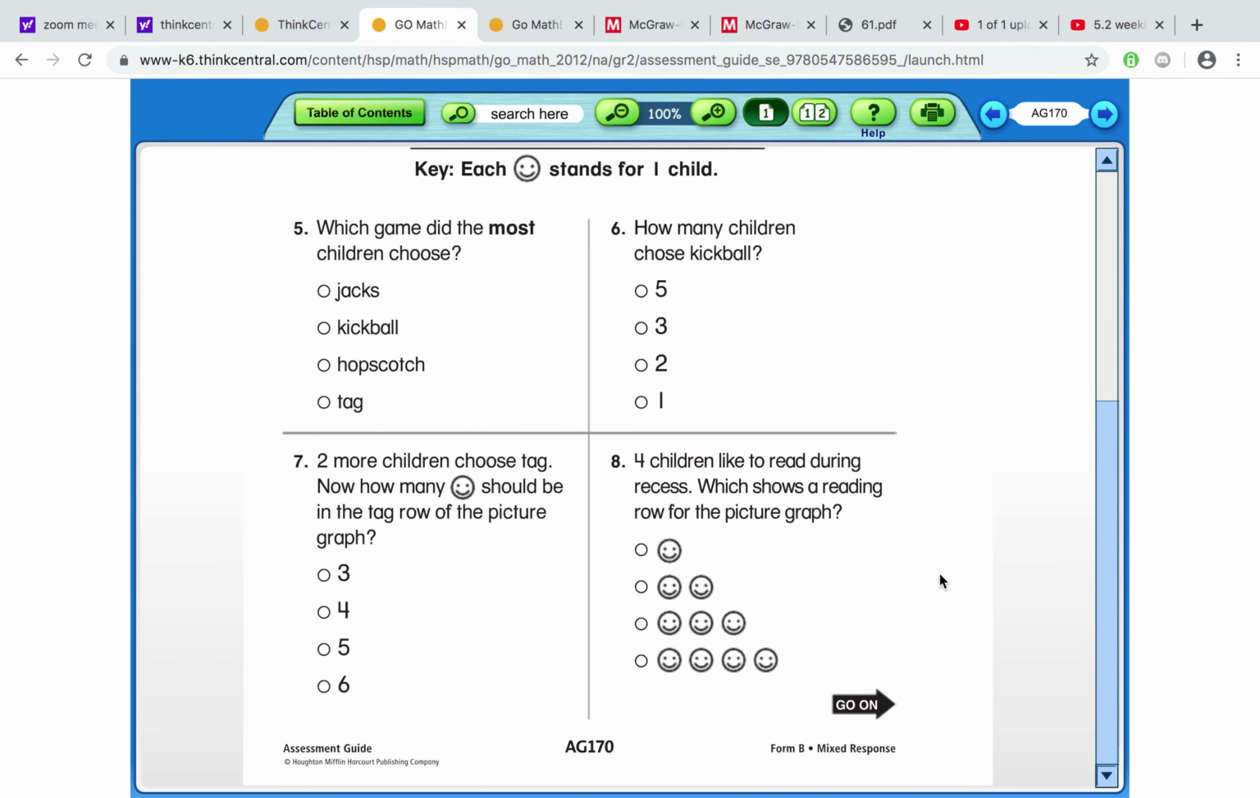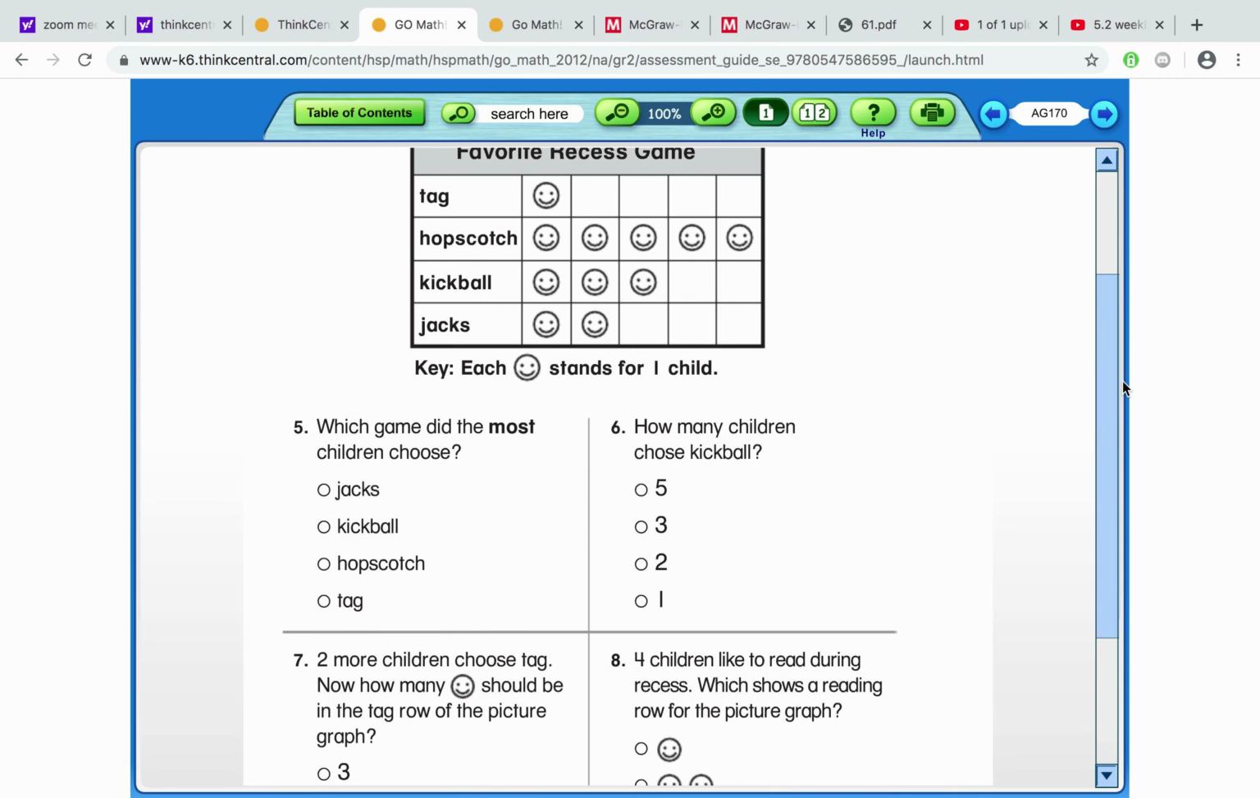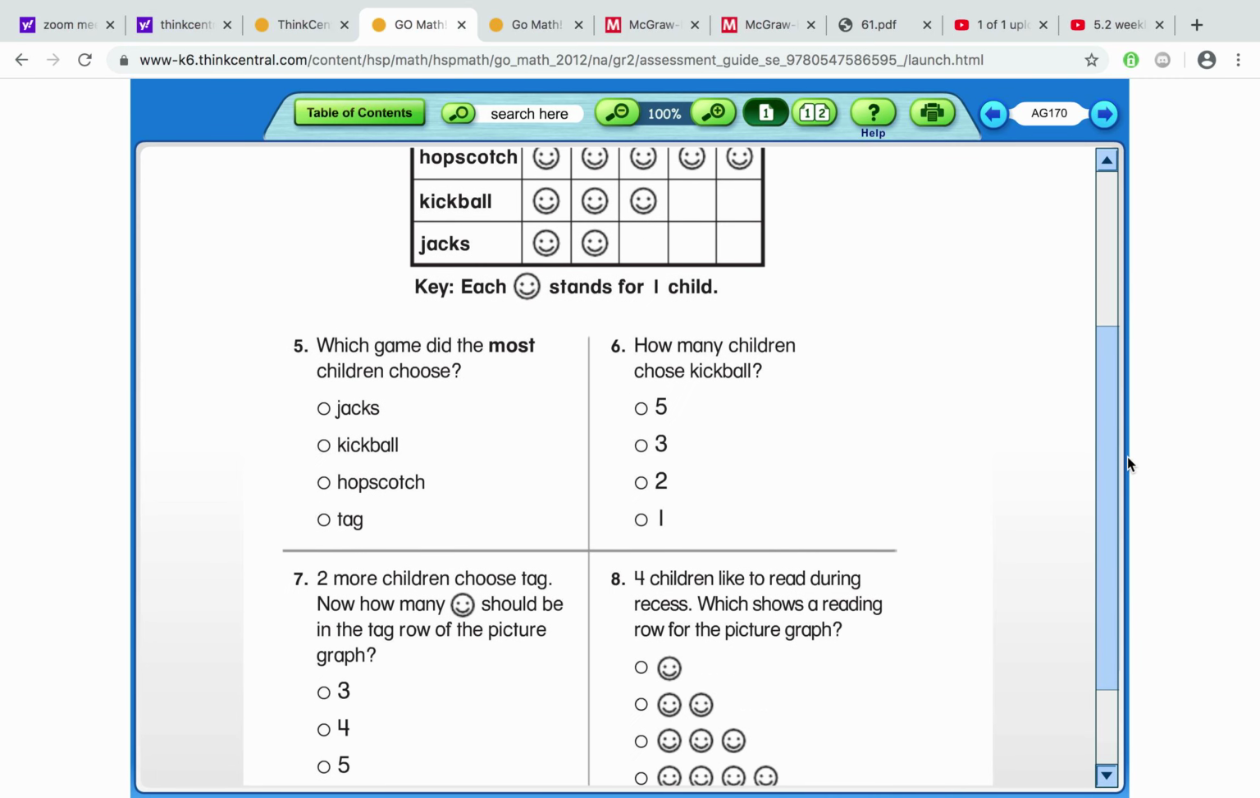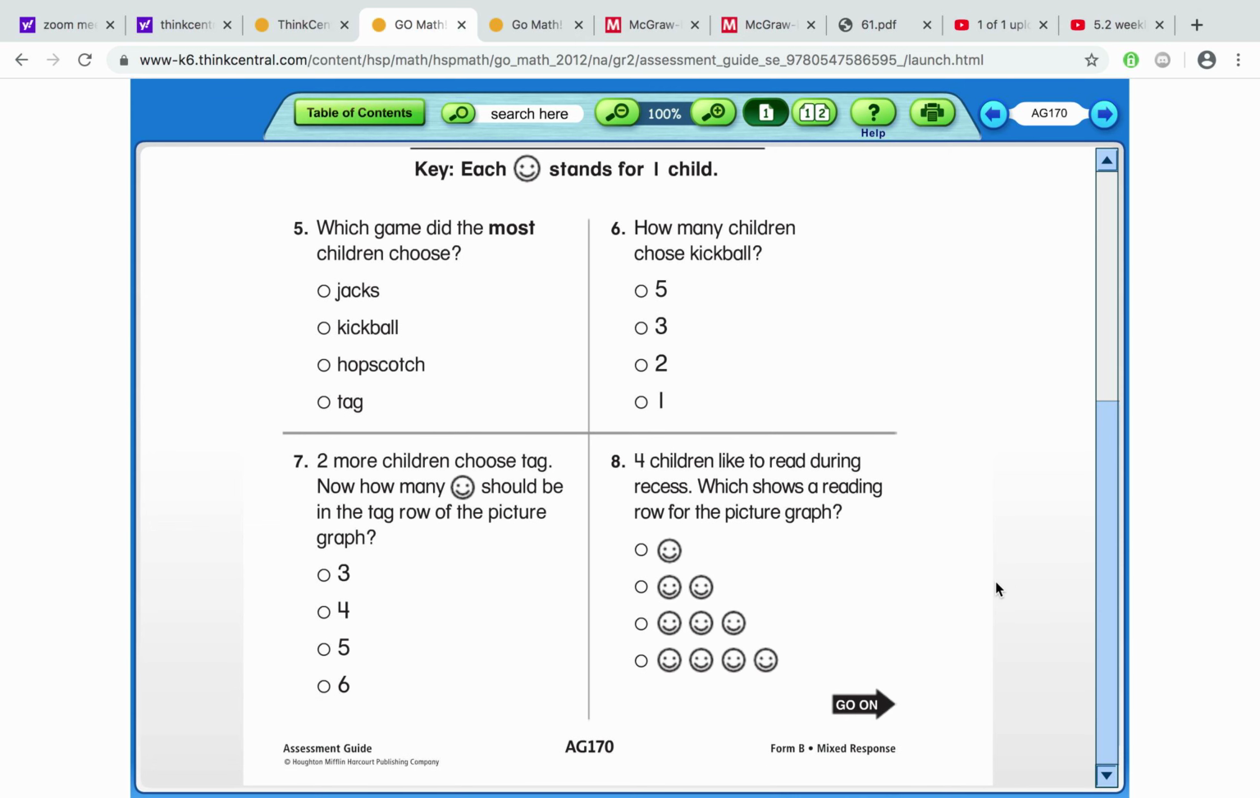Number 8, 4 children like to read during recess, which shows a reading row for the picture graph? So looking back up at the picture graph, there's no reading. So this is just kind of using your imagination, that vocabulary word of the week. If 4 children were added and reading was added as an option, which one of these smiley faces matches 4 kiddos that like to read at recess?